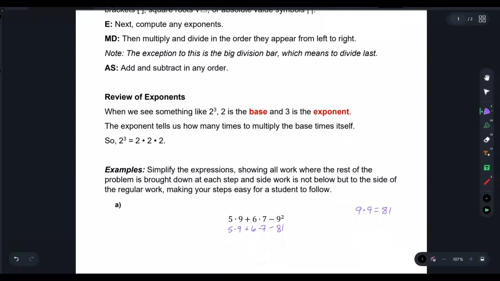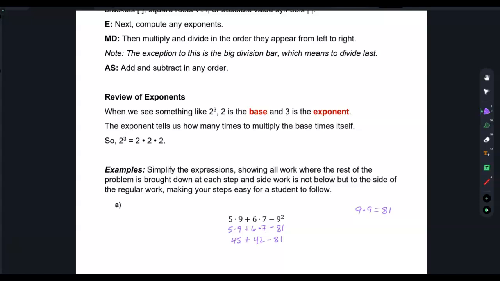I have no division on this one, but I do have more than one multiplication. It would be okay, since those are separate, to go ahead and just do both of those. Technically, I would do the one on the left first. So technically I would do 5 times 9, which would give me 45. You would do that first and then bring down the rest. But the very next thing you're going to do is your other multiplication, so it would be okay to go ahead and do both of those in one writing step. So 6 times 7 is 42. And then I just bring down my minus 81.